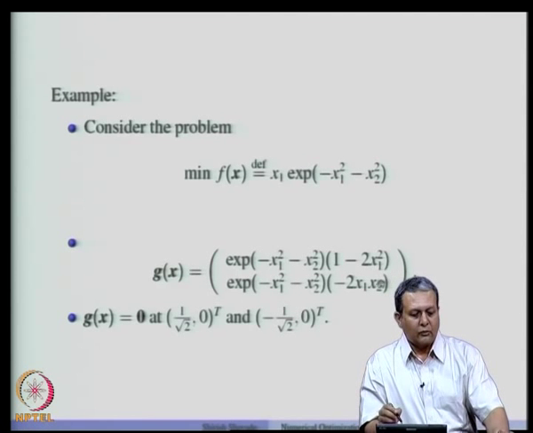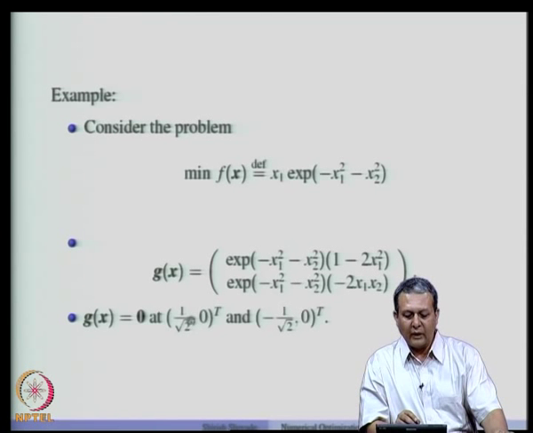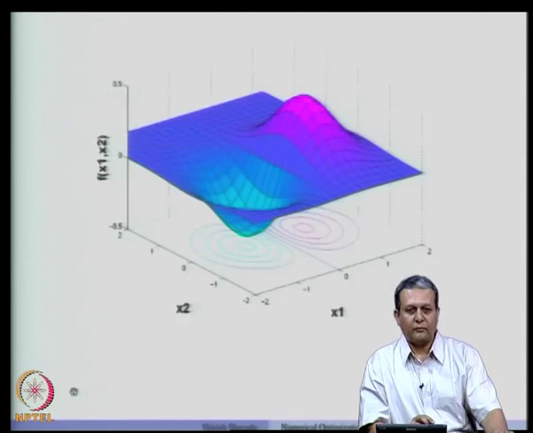I am sorry. Both the components of this vector will be 0 when x2 is 0 and x1 is either 1 by root 2 or minus 1 by root 2, that is, at the points 1 by root 2, 0 and minus 1 by root 2, 0. So, these 2 points are the candidates for local minima. Now, you will see that if you plug in these values here, you will get the gradient vector to be 0. So, among these 2 points, which are the local minima, either this or both? That we have to find out now.